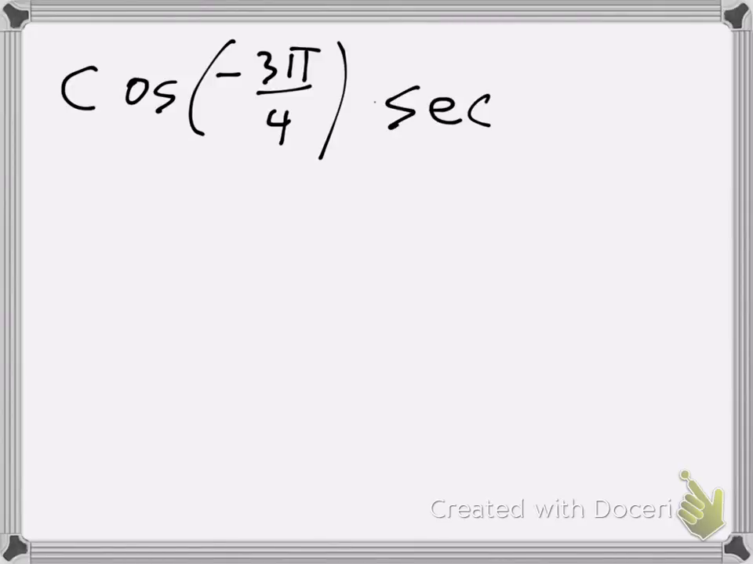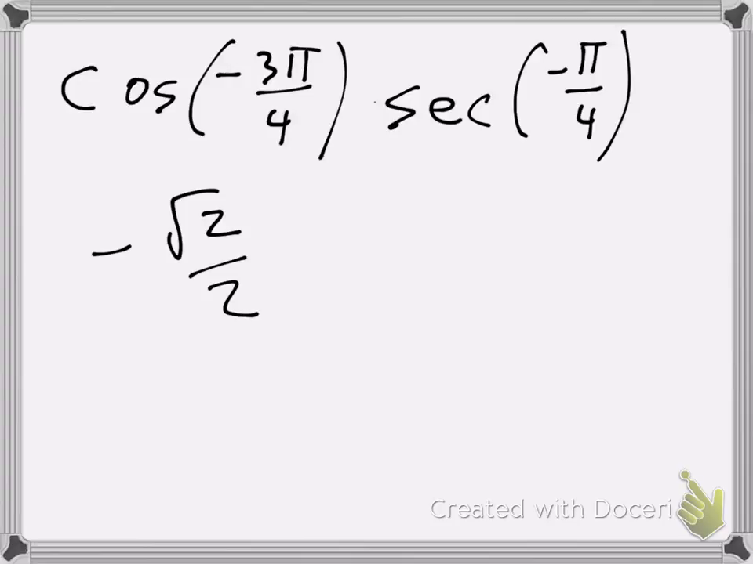Next question is 4C from the same review. Cosine negative 3 pi over 4 times secant negative pi over 4. So cosine at negative 3 pi over 4, that's second quadrant. That's going to be negative root 2 over 2. Secant at negative pi over 4, well, negative pi over 4 is in the fourth quadrant, and secant is the inverse of cosine. So this would be the same thing as 1 over cosine negative pi over 4.